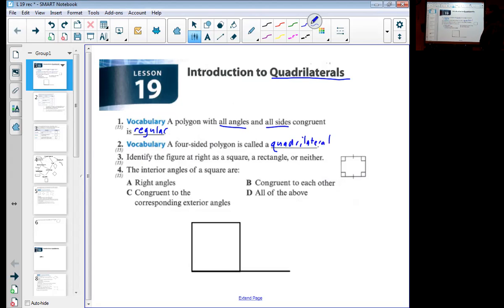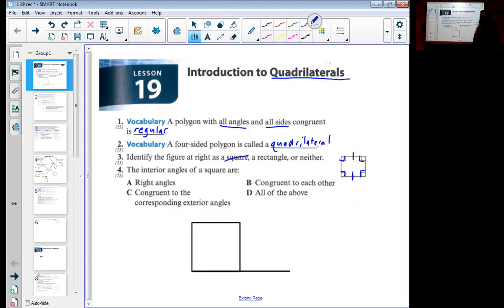Question number 3 is asking us to identify the figures at the right as a square, a rectangle, or neither. So if we start off with a square, it is a regular quadrilateral. So that means we have both angles and sides the same. Here we do see that each of the angles are the same. However, if we look at the sides, we are only told that these two sides are the same, and without knowing that another one of those sides is the same, we cannot call it a square. We cannot call it an equilateral quadrilateral, so it's not a square.